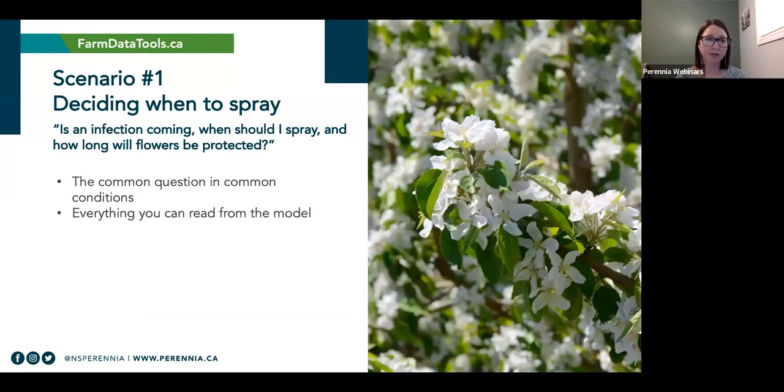So the first scenario we're going to go through is a simple one, and it's deciding when to spray, but in a simple kind of scenario condition here. So the scenario is, you're asking yourself, is an infection coming? When should I spray? And how long will flowers be protected? So these are the common questions, and we're going to look at some common conditions. And this is everything you should be able to answer for yourself when you're reading the model.